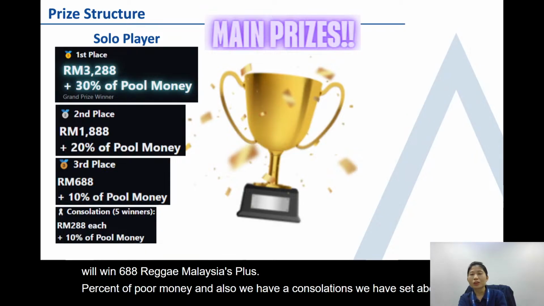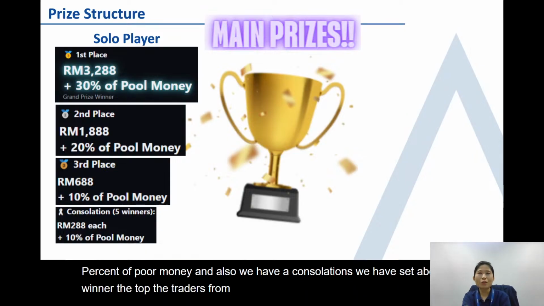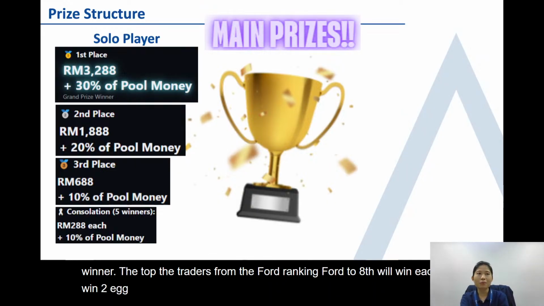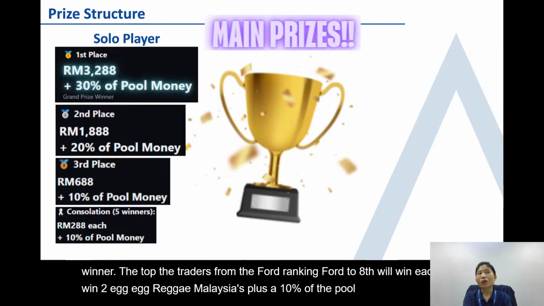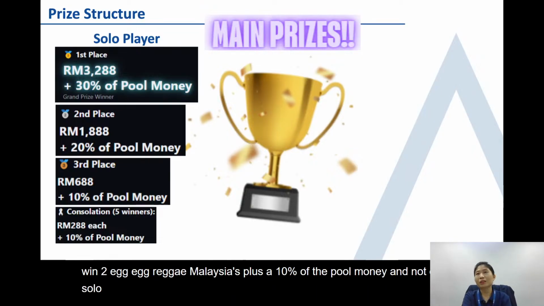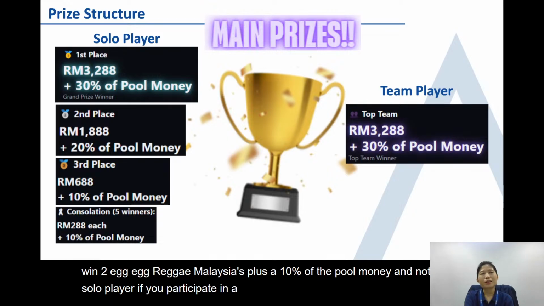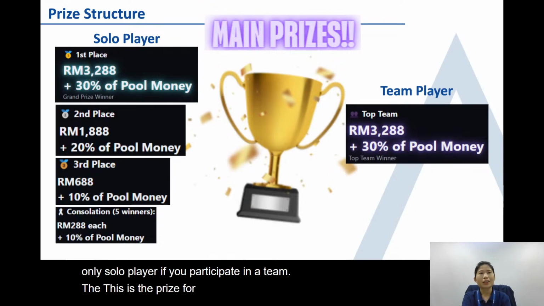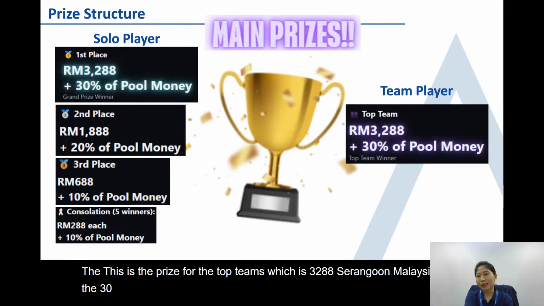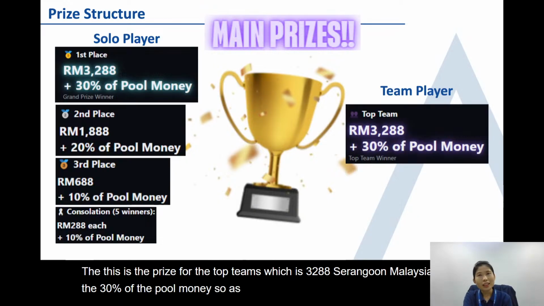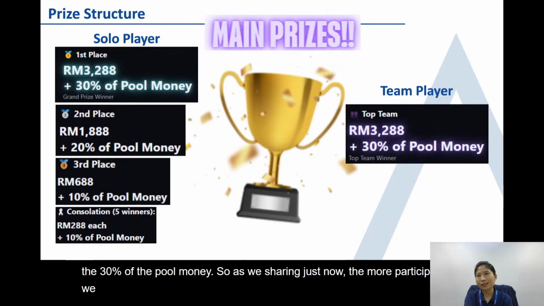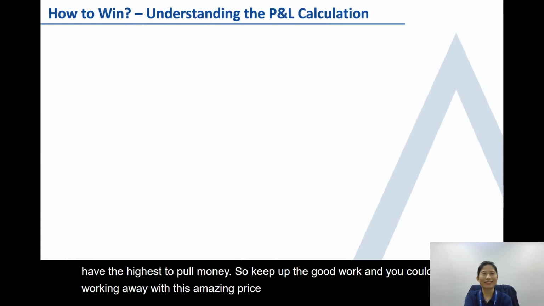The traders ranking 4th to 8th will win 288 ringgit Malaysia each, plus 10% of the pool money. And not only solo players, if you participate in a team, this is the prize for the top teams, which is 3288 ringgit Malaysia plus 30% of the pool money. As we shared just now, the more participants we have, the higher the pool money. So keep up the good work and you could be walking away with this amazing prize, and let's go.